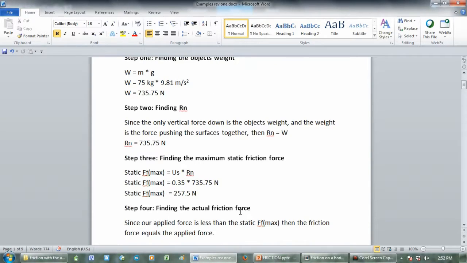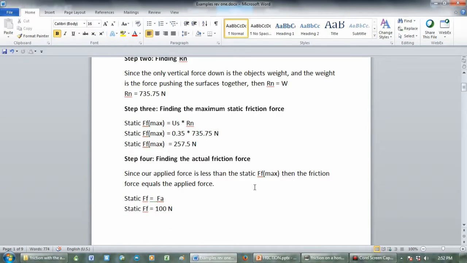Step 4. Finding the actual friction force. Since our applied force is less than the maximum static friction force, then the friction force equals the applied force. So the static friction force will equal the applied force. The static friction force will equal 100 newtons, not 257.5 newtons.